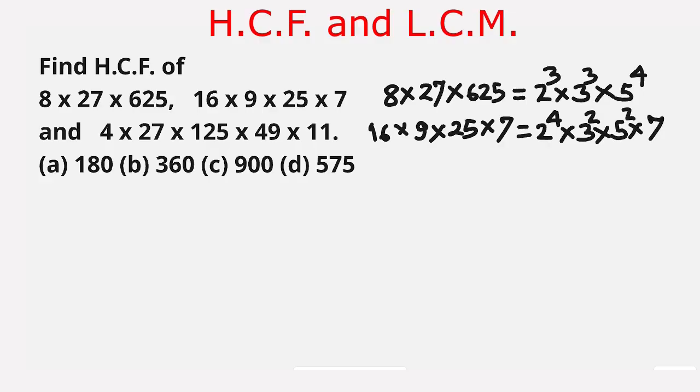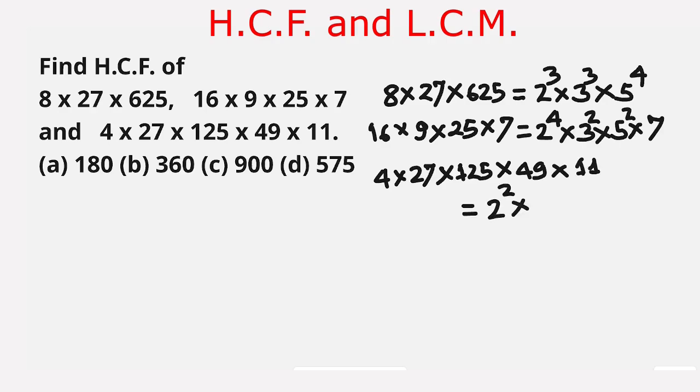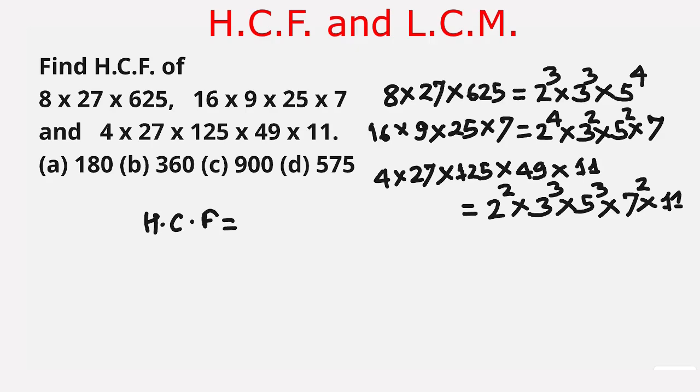The third number is 4 multiplied by 27 multiplied by 125 multiplied by 49 multiplied by 11. 4 is 2 to the power 2, multiplied by 27 is 3 to the power 3, multiplied by 125 is 5 to the power 3, multiplied by 49 is 7 to the power 2, multiplied by 11. Now we can find the H.C.F from these prime factorized numbers.